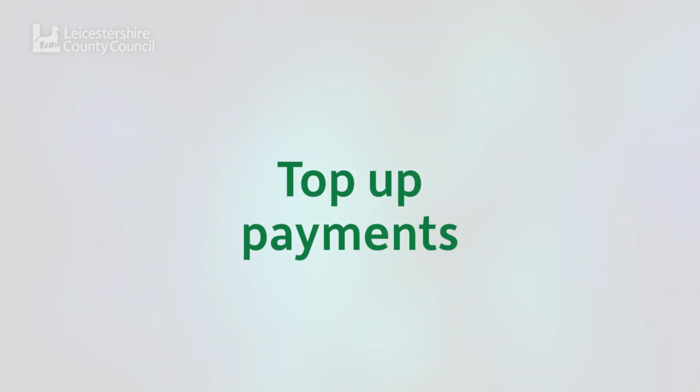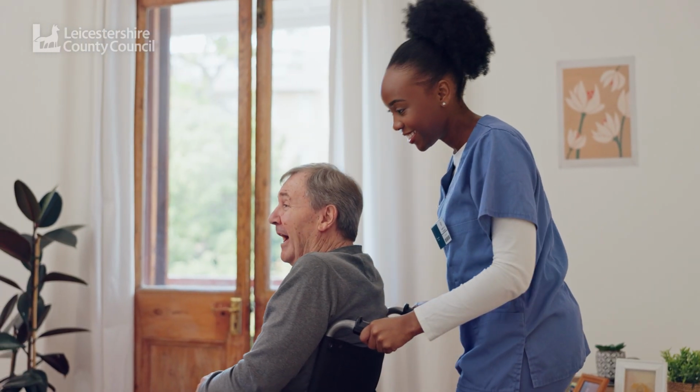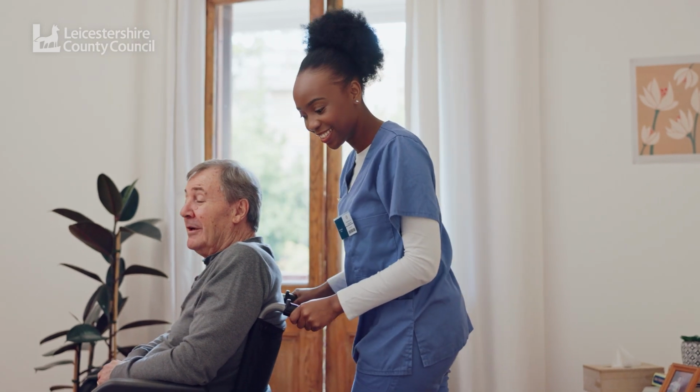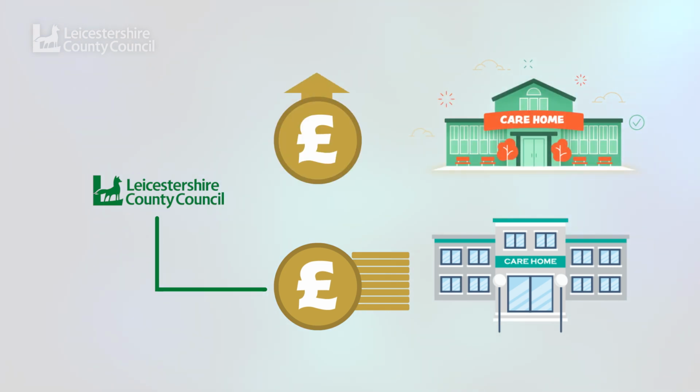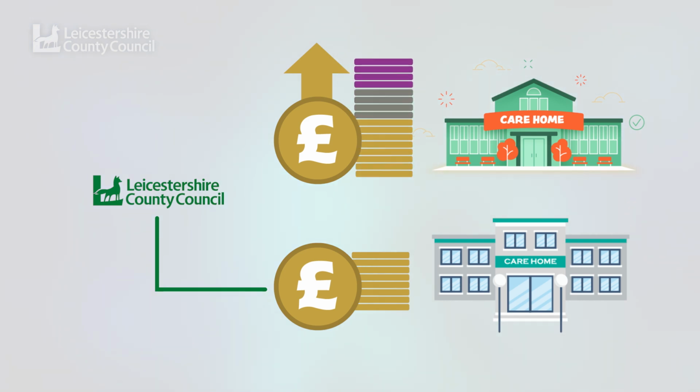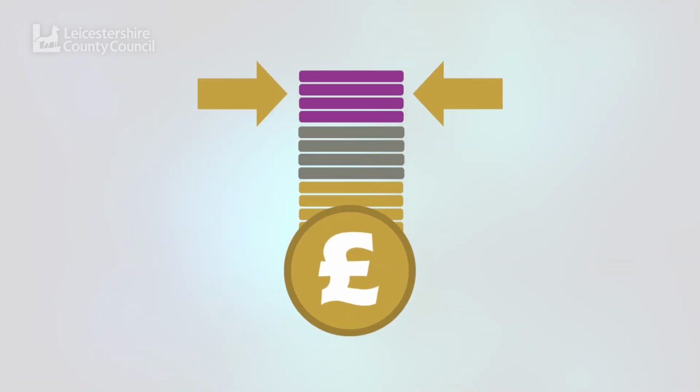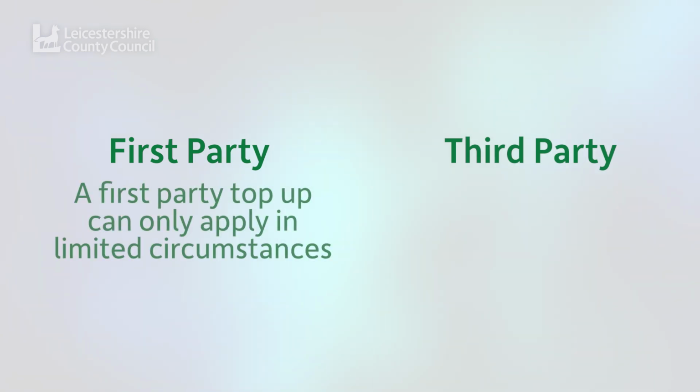Top-ups. If you need to go into a care home and you are entitled to support from the council, then the council will pay a preset rate for a place in a care home. If you or your relatives wish to go into a more expensive care home, then you have the option to pay the difference between what the council contributes and the cost of the place where you wish to go. This difference is known as a top-up. You can pay this yourself, known as a first-party top-up, or you can get a relative or trusted person to pay the difference, and this is known as a third-party top-up.